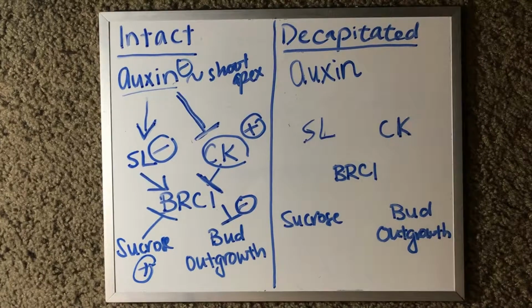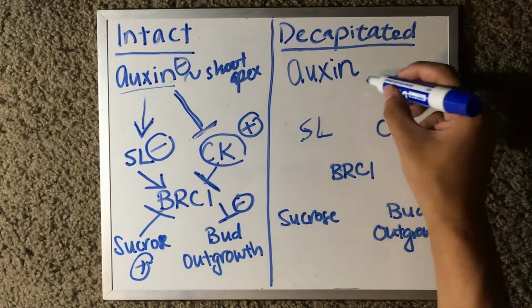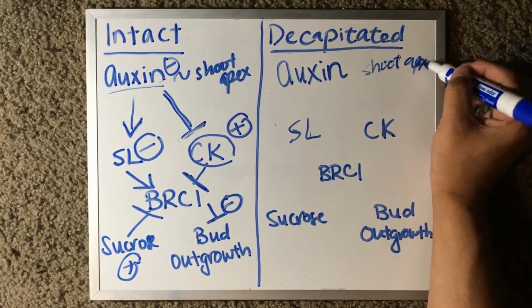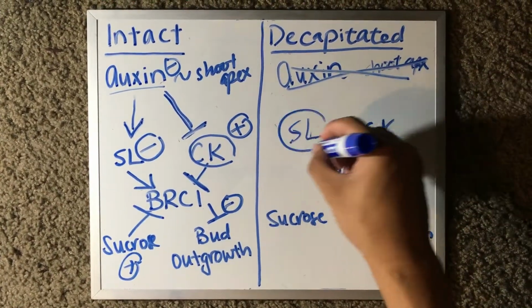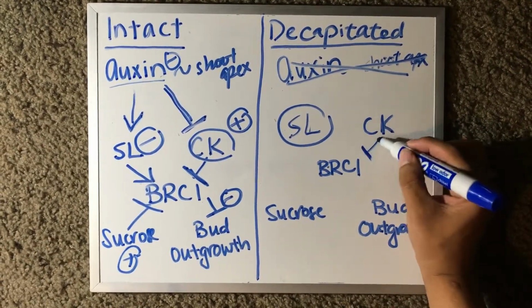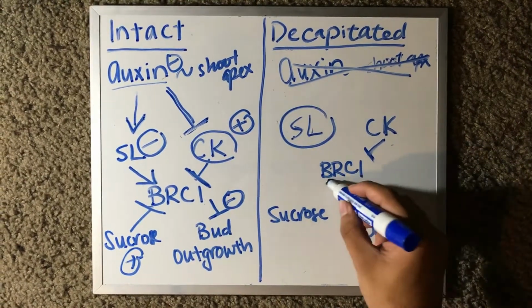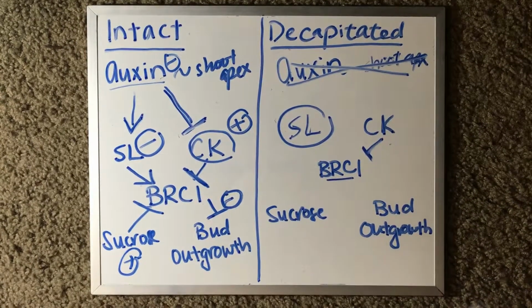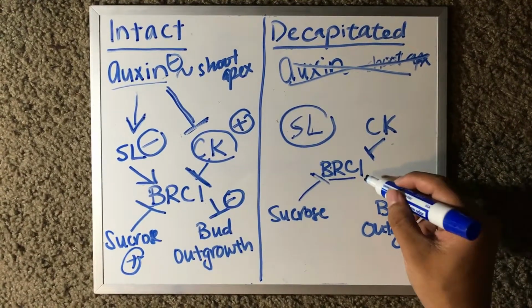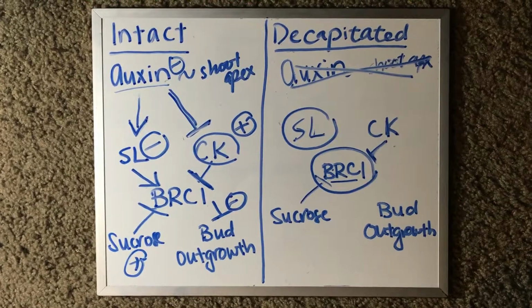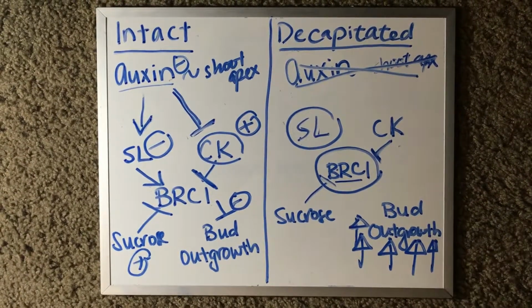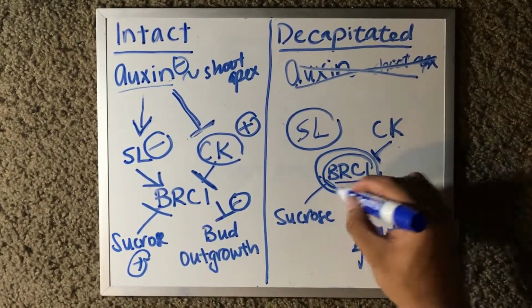So let's go through what happens in a decapitated plant now. Because there is no endogenous auxin at work, since we got rid of the shoot apical meristem in a decapitated plant, there is no activation of strigolactone and there is no inhibition of cytokinin, which allows cytokinin to inhibit branch 1. In this case, branch 1 is not allowed to inhibit bud outgrowth. And furthermore, sucrose inhibits branch 1. And again, branch 1 is not allowed to inhibit bud outgrowth. And in this model, there will be bud outgrowth occurring because the negative regulator of bud outgrowth, which is branch 1, is not active.